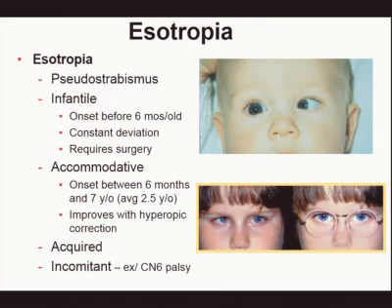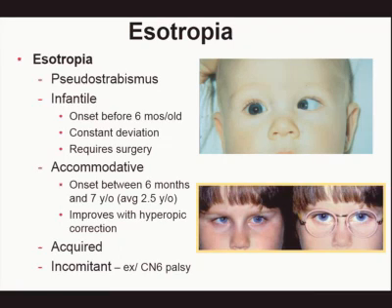In terms of the types of strabismus, esotropia means crossing inward of the eyes. There's a lot of different types of esotropia. Pseudo-strabismus is very common. We'll talk about that in a second. Infantile is when the onset is before 6 months old. It's typically a constant deviation. This baby in the picture here has infantile esotropia in the top picture, and that requires surgery, usually at a young age.